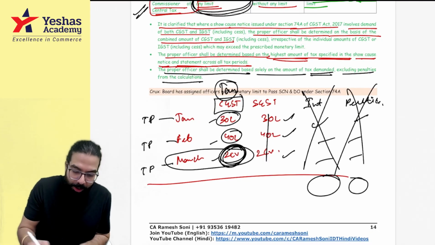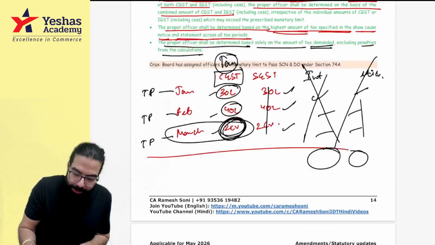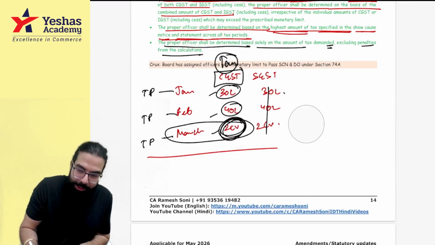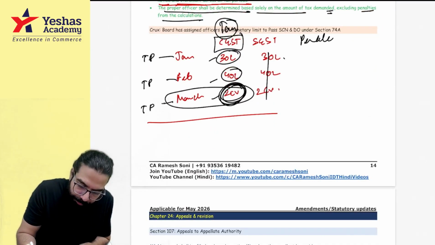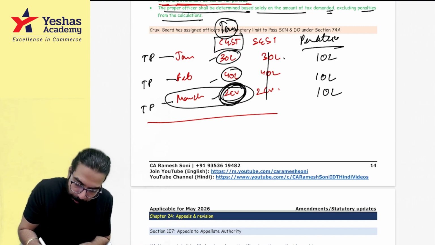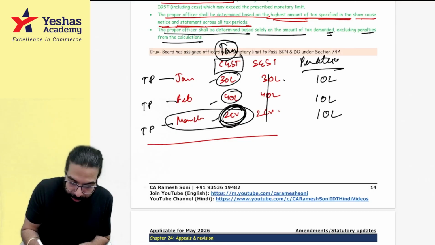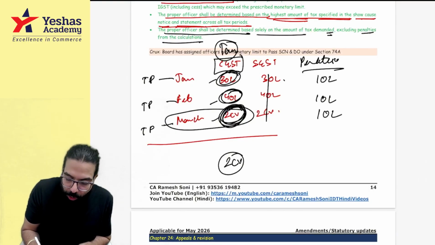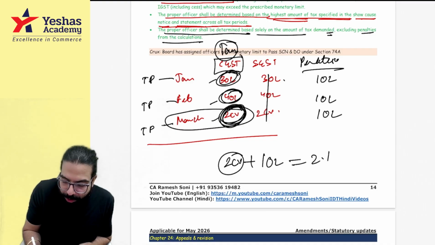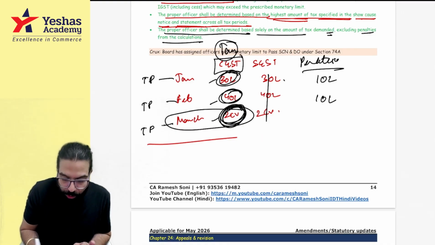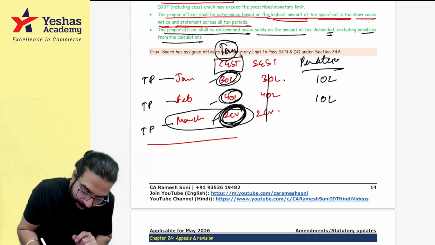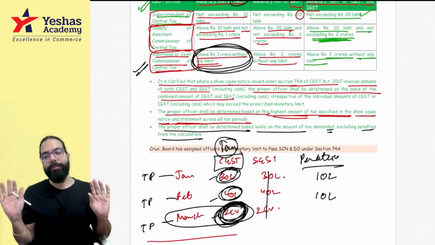It means this 2 crore. For example, in this order, there was also a penalty, which is 10 lakh, 10 lakh, and 10 lakh. When you are seeing which officer, you have to see the tax amounts, 30, 40, 2 crore. 2 crore is the highest amount. You can't say 2 crore plus 10 lakh, 2.1 crore, who is the officer? No, no, no. Don't include the penalties amount to find out the officer. You should only take the tax amount to find out the officer.